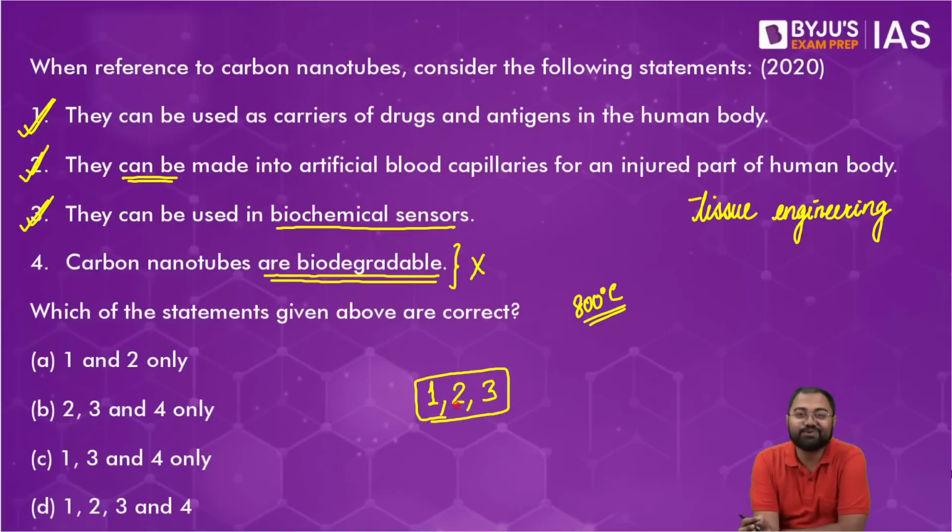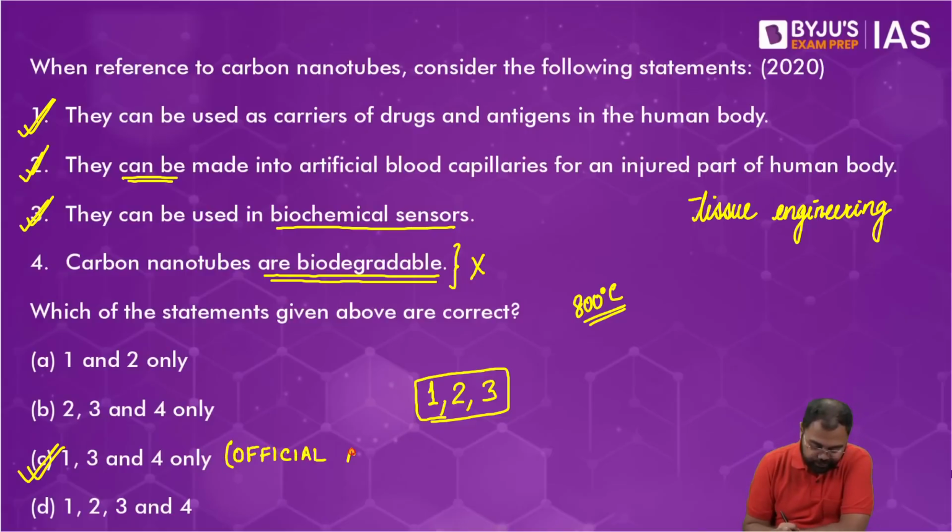But out of the 4 options there is no 1, 2 and 3. The official answer was this, I'm just writing it here. This was the official answer that UPSC had given. Do I agree with this answer? Absolutely not. I don't know why 1, 3, and 4. I don't see any reason why 1, 3, and 4.